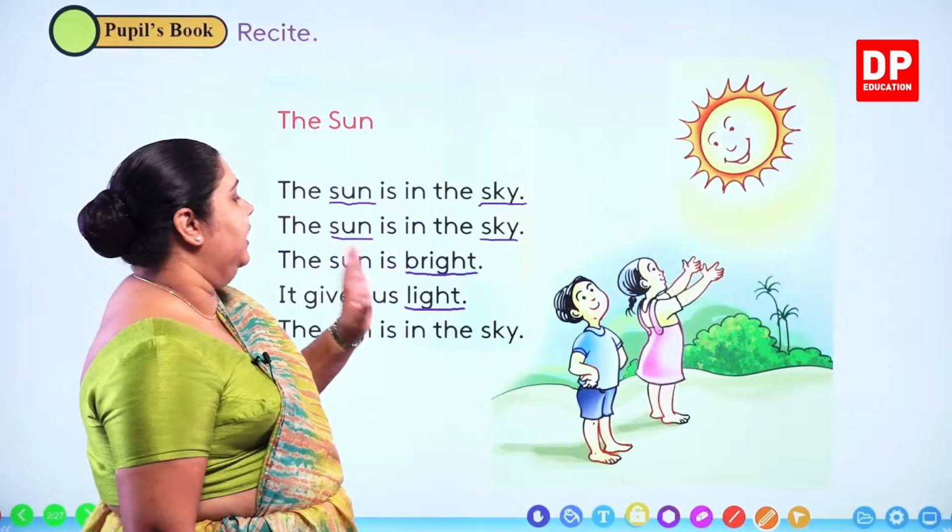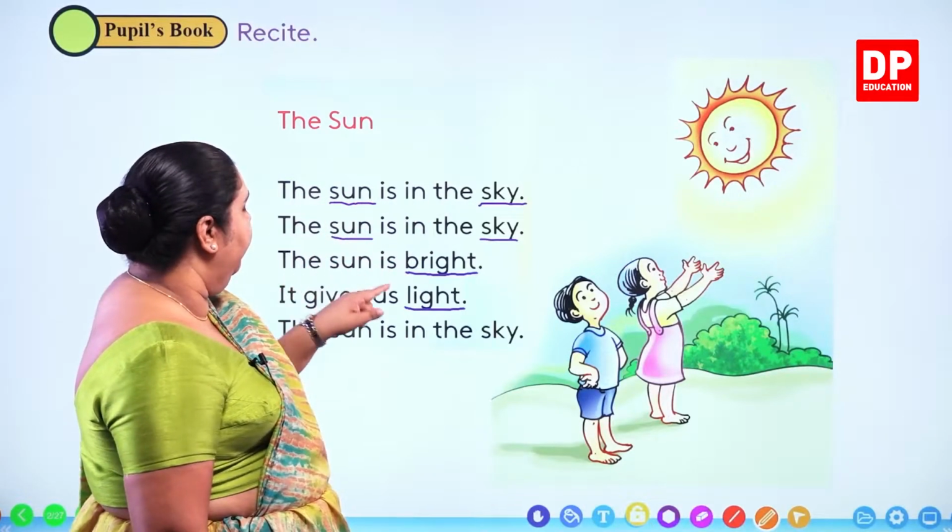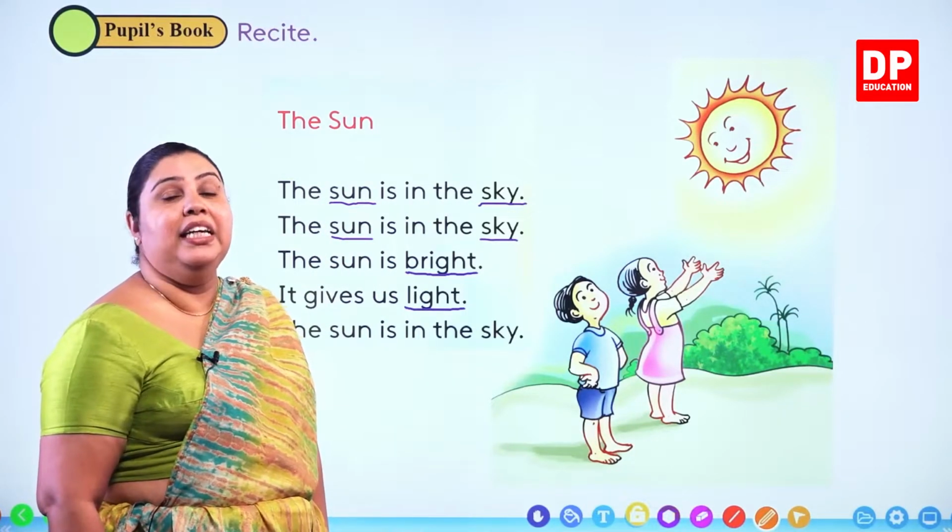The sun is in the sky. So maybe we have 1, 2, 3, 4 words to learn in this poem.